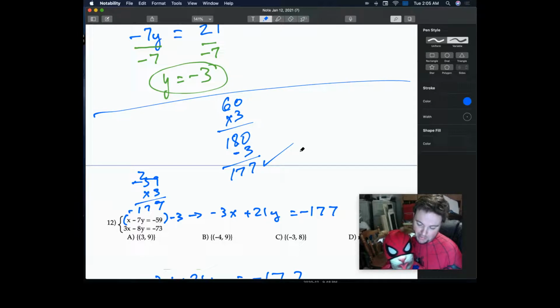Oh, Spider Kitty purring. Okay, let's keep going.